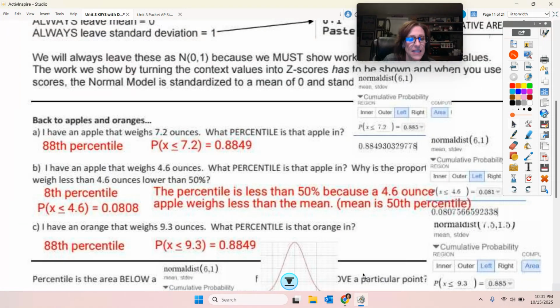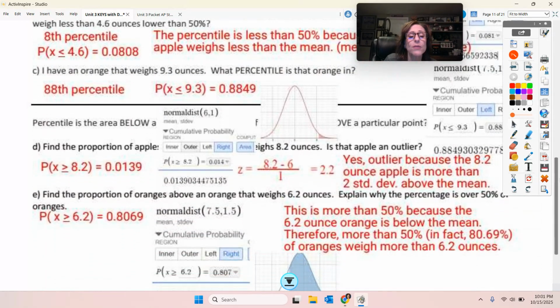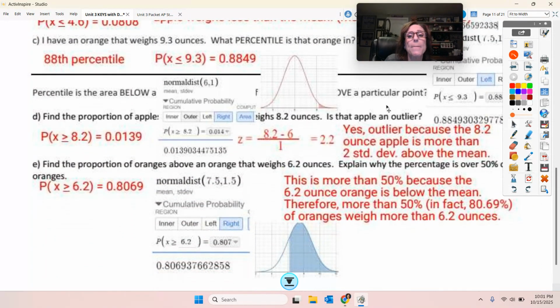All right, next. Now we're asked, because those said below, okay, so how do you compute if you want to go above a particular value? So this next question, D, says, find the proportion of apples that weigh above 8.2 ounces. And then it asks if it's an outlier. Okay, so we'll talk about how we have to do that.